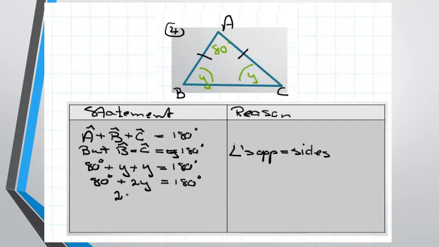I'm going to have 2y equals 180 degrees minus the 80. So therefore I'm going to have 2y equals 100 degrees. And then I know the story again. Divide on the left by 2, divide on the right by 2. So therefore my answer for y is 50 degrees in that particular case. So there I have angle B, angle C, y equals 50 degrees.